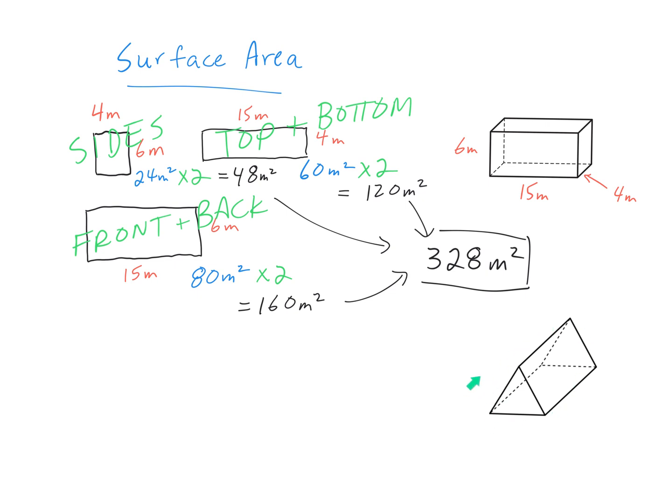We'll notice the triangular prism has a front and a back, which are triangles. Then it has these three sides, this right-hand side, the left-hand side, and the bottom. Those three are rectangles, and the front and back are triangles. So I'm going to draw some measurements on there.